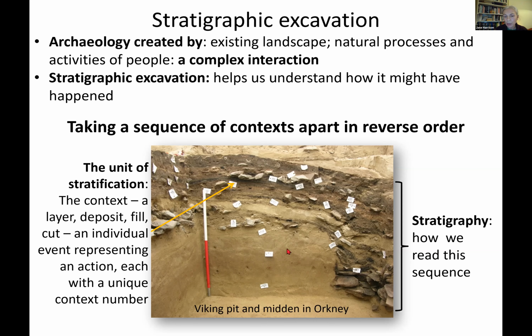And in some cases you can. In this particular midden or rubbish dump, you can see the different sorts of deposits that have gone into making it up. That's why you can see in this section so many little white tags with context numbers on, which are the labels for the descriptions of all these different deposits in the section. And stratigraphy is how we read the sequence of contexts.